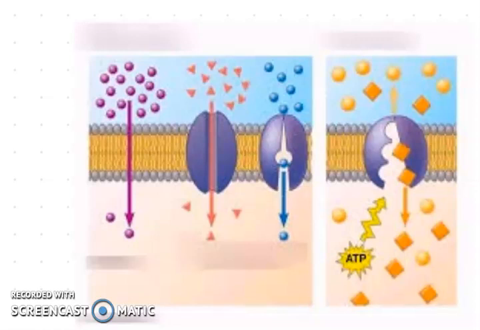Hey guys, in this video we're going to be talking about passive transport and active transport. Passive transport is the movement of molecules along their chemical gradient. This means you're moving molecules from areas of high concentration to areas of low concentration. Conversely, for active transport, you're moving molecules from areas of low concentration to areas of high concentration.